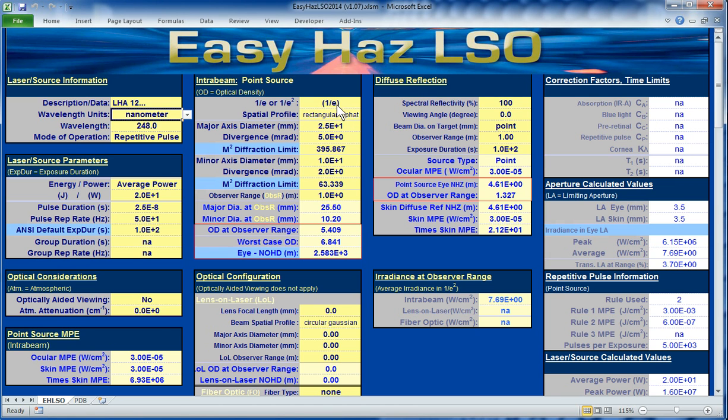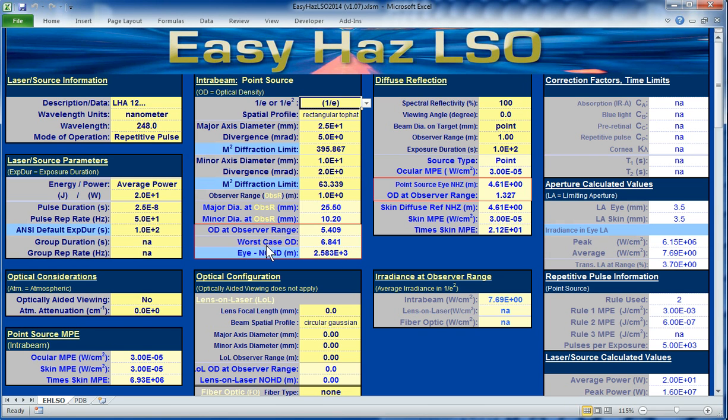So what that means is the 1 over E diameter and the 1 over E squared diameters are the same. And you can see this by looking at the NOHD and the OD values, and we change this parameter to 1 over E squared, and we'll notice there is no change here. Let's put it back to 1 over E. Again, no change. If you do this with the Gaussian beam, you'll see those values change. So 1 over E and 1 over E squared are equivalent with the top hat beam.